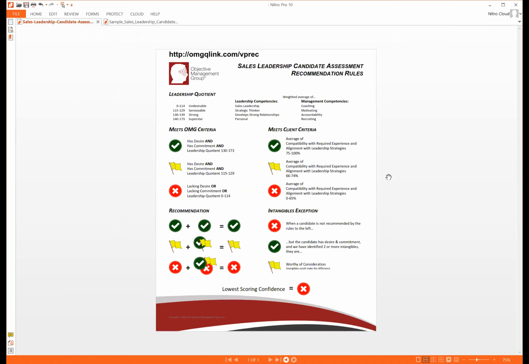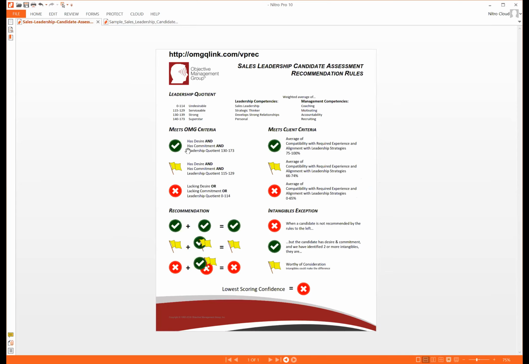If you've watched our other guides that talk about how sales candidates and sales management candidates are recommended, you'll find that this is very similar, but there are some unique aspects to how we determine whether a sales leader should be recommended to be interviewed. Just like with our other products, we have OMG criteria and client criteria.